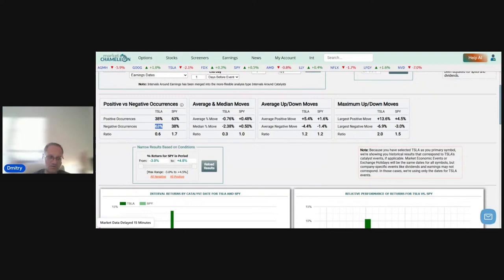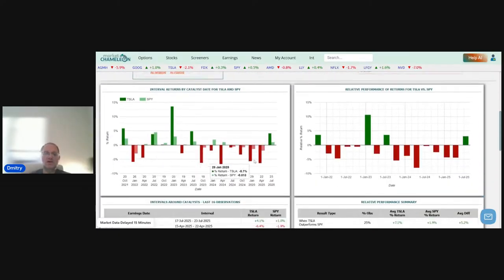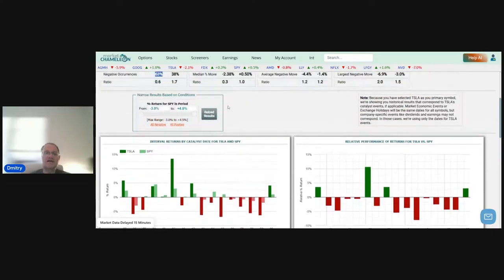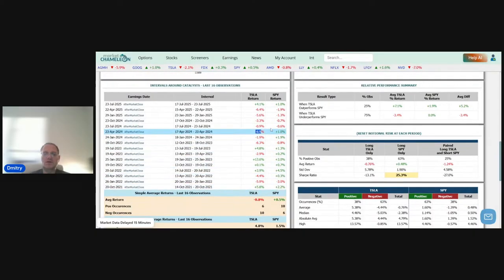So maybe the total markets were down and Tesla was going down with it in sympathy, but that's not what the data shows us, because for that same time period you could see side by side, you can see it better here, right? Tesla return between July 17th and July 23rd, and SPY. So you can see that SPY outperformed Tesla in that same time period.